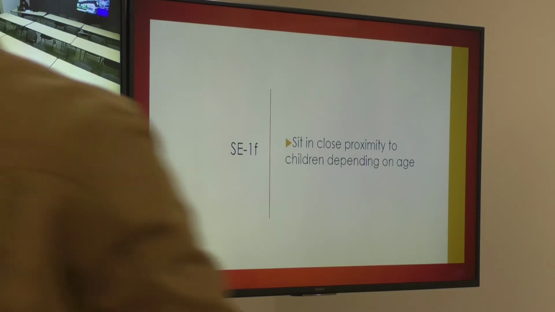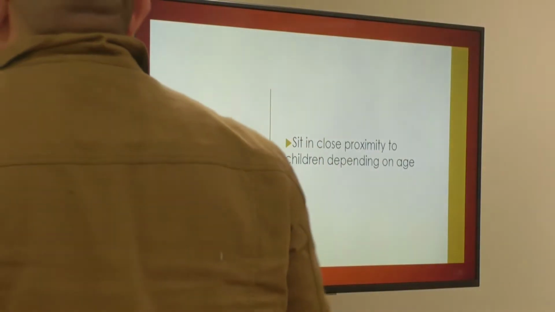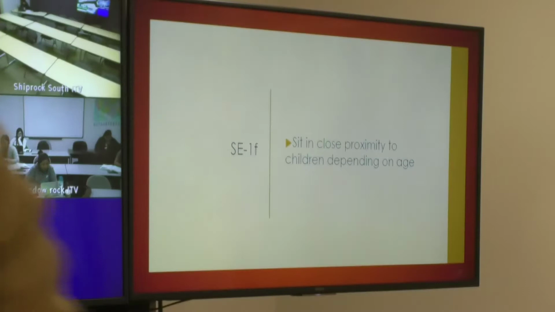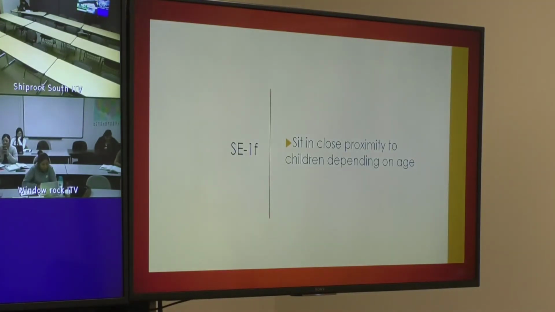So now, sitting close proximity to children depending on age. One of the biggest things is sitting close proximity. What does that show? What's going to happen within that close proximity? You're going to mirror what they're going to mirror what you're doing. Within that, they're going to imprint.